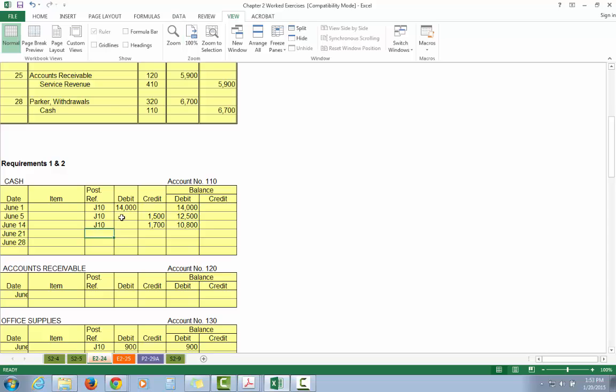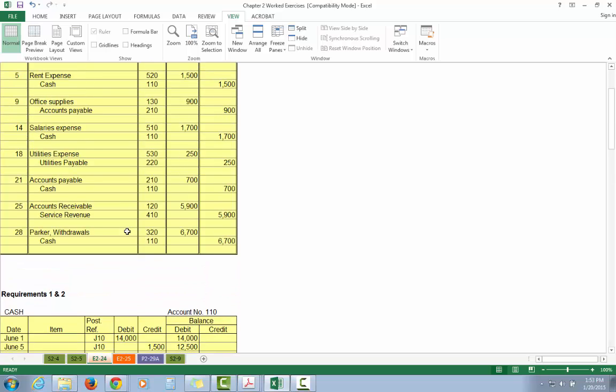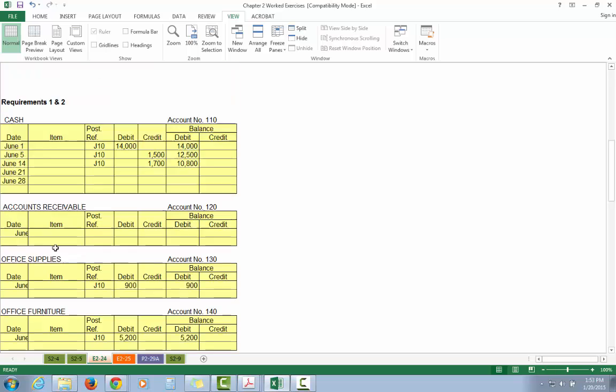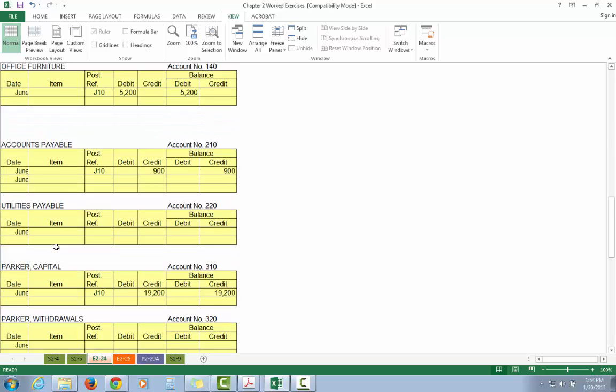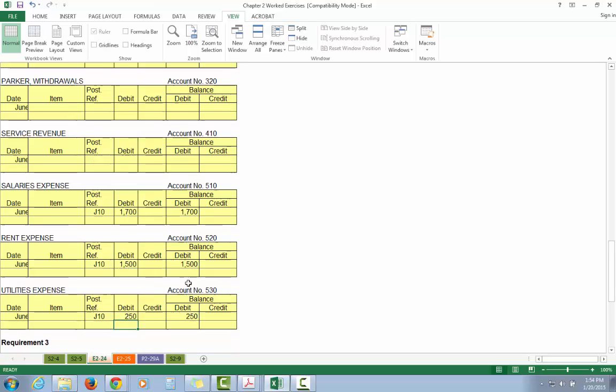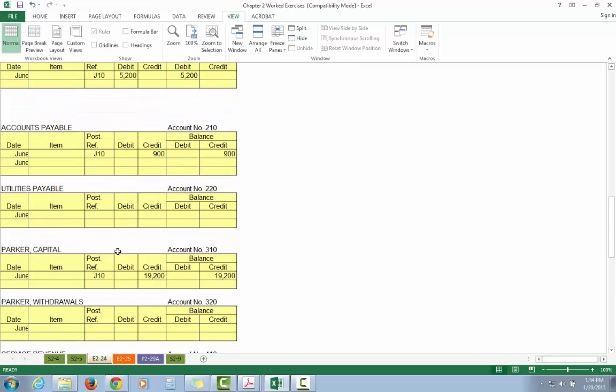So then the next journal entry, we're going to debit utility expense and credit utilities payable for $250. So we'll find utilities expense. And the item here, that would be an additional description if we needed it for anything. But we'll debit $250. And we'll go to utilities payable. We're going to credit it for $250.